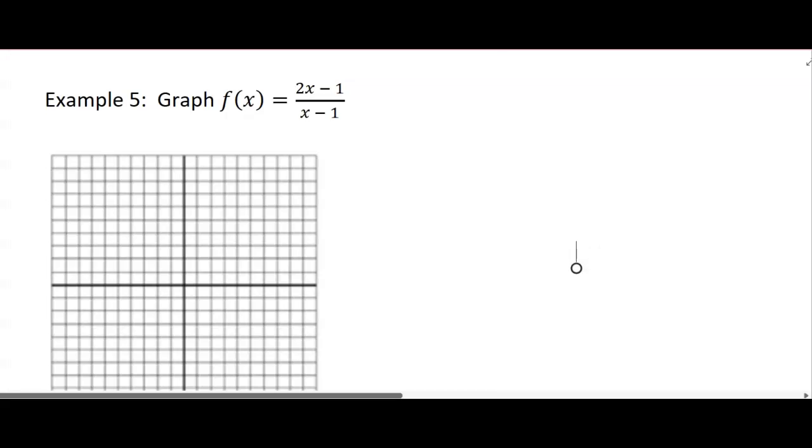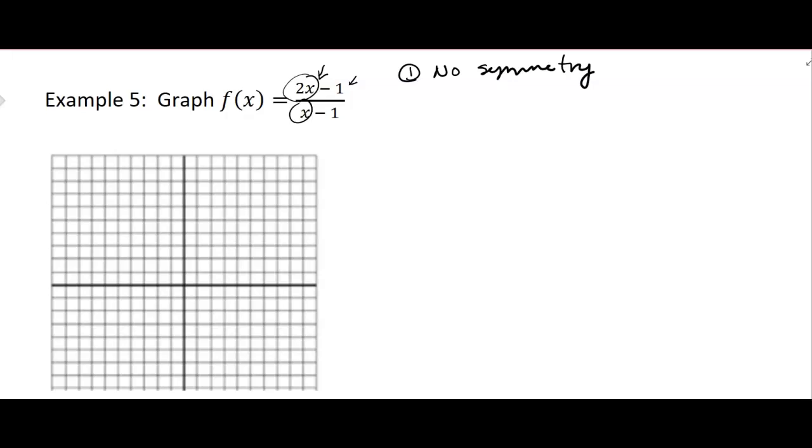Is this going to be an even function? No, it's not going to be even and it's not odd. So there's no symmetry. Now you're probably saying, well, how do you know that? So this is odd, but this has an even, it's x to the 0. Okay, so that means it's not going to be symmetric. So it's not even or odd. You could put in f of negative x. This would change its sign, this would change its sign, but that's not going to be the original function. It's not going to be the opposite of the function. So there's no symmetry.